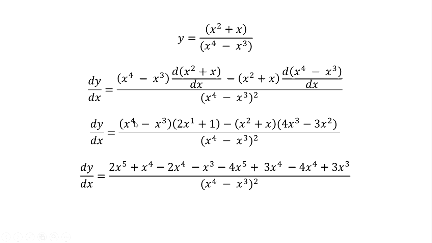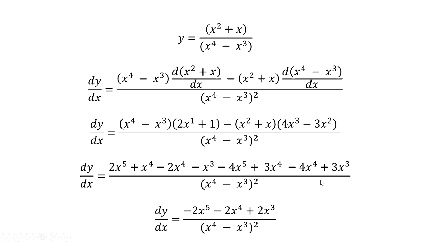So you have x^4 multiplied by 2x plus 1, that will be 2x^5, and x^4 multiplied by 1 will give you just plus x^4, and minus x^3 multiplied by 2x plus 1, you will get minus 2x^4, and x^3 multiplied by 1, you will get minus x^3, and so on. You can multiply this out and get the same answer, and you can simplify it even further to get this value. So the final answer will be minus 2x^5 minus 2x^4 plus 2x^3 divided by the denominator value squared.